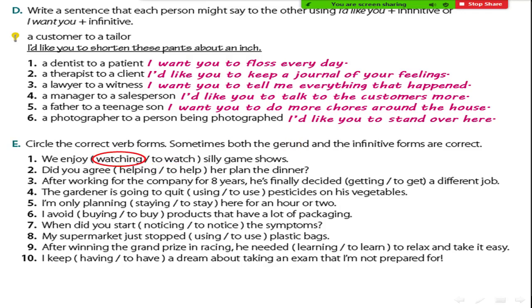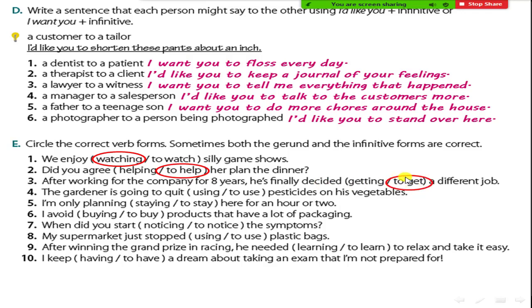Number 2. Yes, Yusuf? Did you agree to help her plan the dinner? Yes, agree to help. Very good, thank you, Yusuf. Number 3. Yes, Iyad? After working for the company for 8 years, he's finally decided getting or to get a different job. To get. Yes, very good.